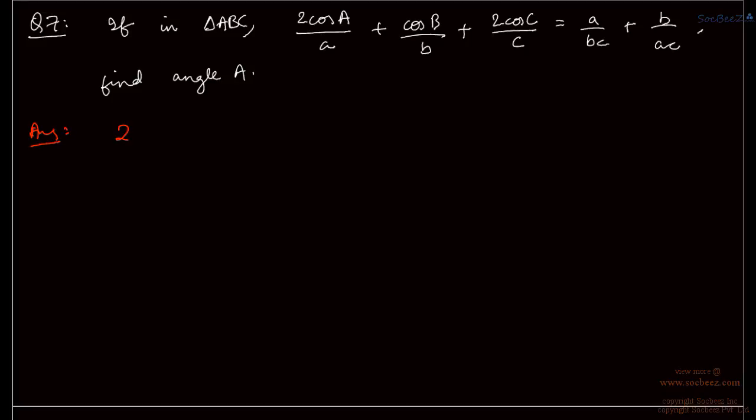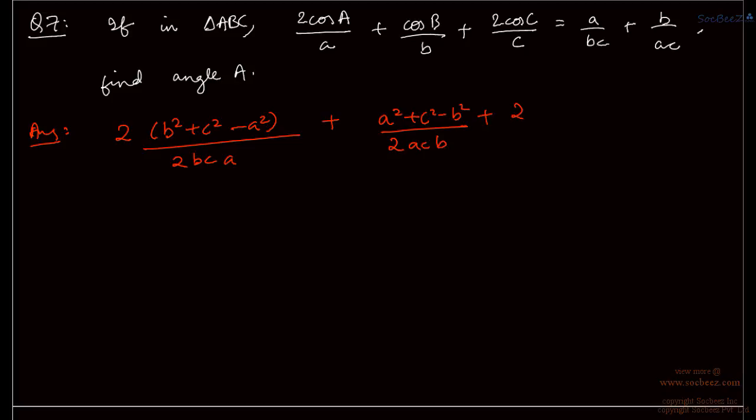Okay, so expanding this completely gives me (b square plus c square minus a square) by 2bc. But there is already an a, so it becomes 2bca. Similarly, by 2ac into b, plus 2, by 2ab into c, equal to a by bc plus b by ac.